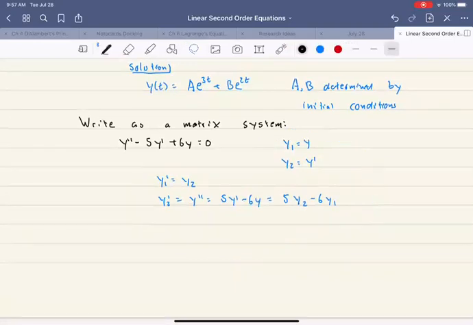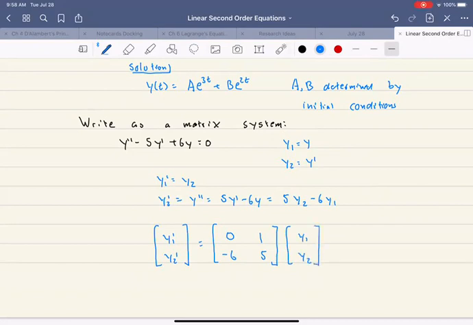So if we want to write this as a matrix system, we're going to get y1 prime, y2 prime equals the matrix 0, 1, negative 6, 5, times y1, y2. And we're going to learn how to analyze that later. But I just wanted you to see how you could write this as a matrix system.